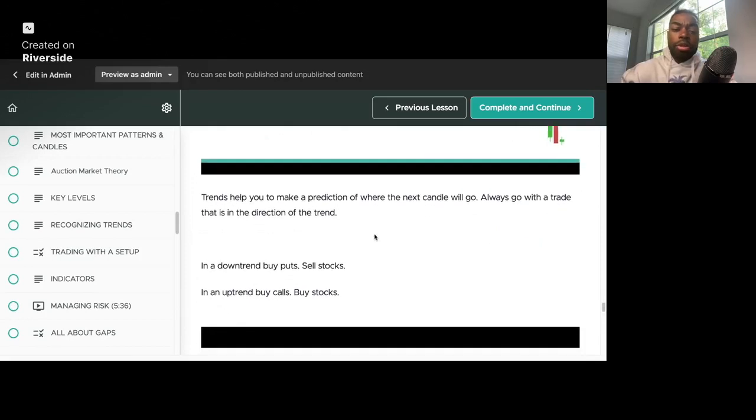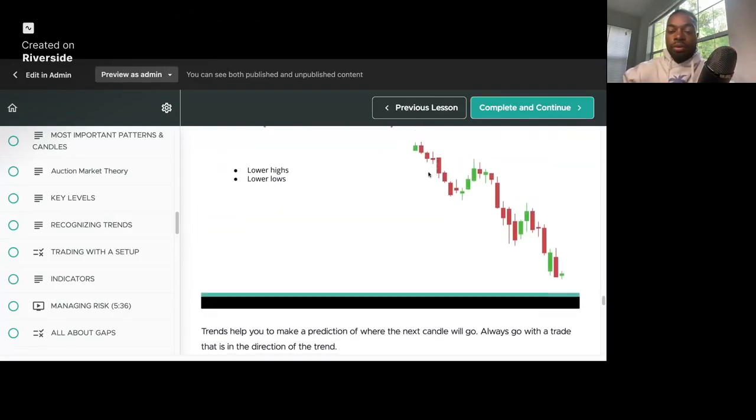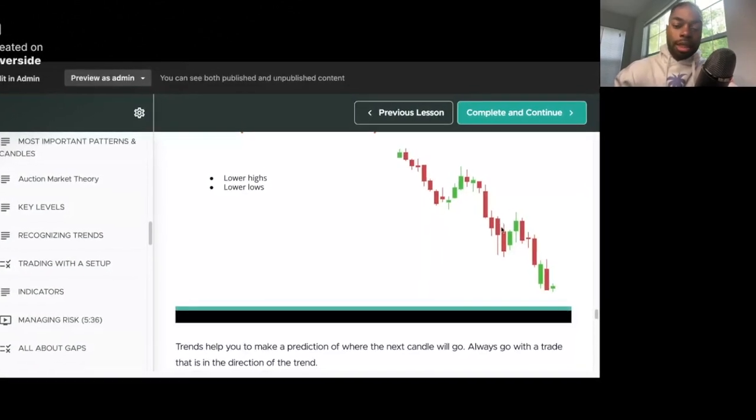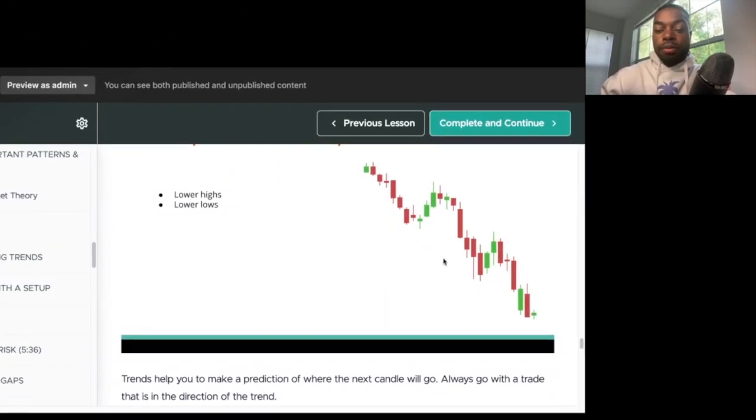Now, trends can help you make a prediction of where the candle is going to go next, and you always want to trade in the direction of the trend. So, for instance, if prices have been moving down for a long time, you don't want to try to buy the stock or buy options that are implying that the price is going up, because it's not. Over a long period of time, we can see prices are just falling out of the sky. So you don't want to try to buy here. You want to be selling.